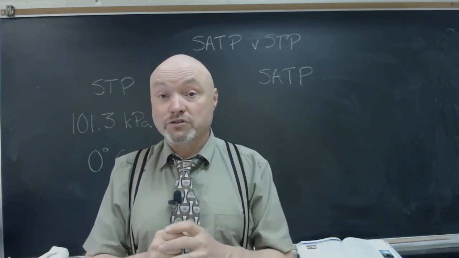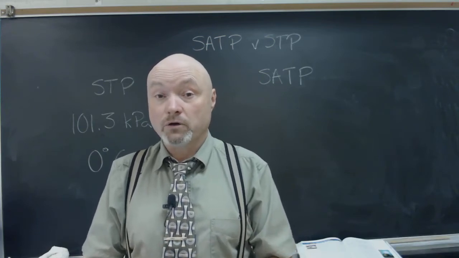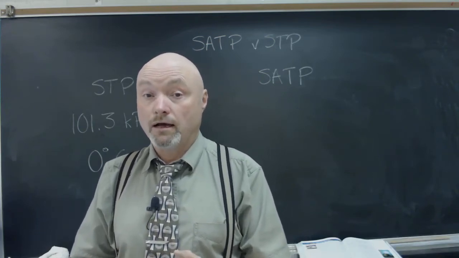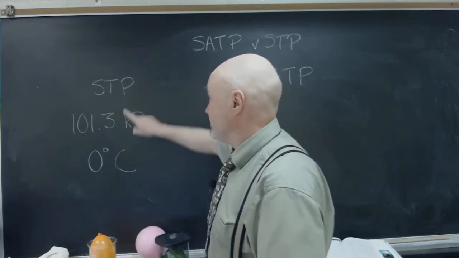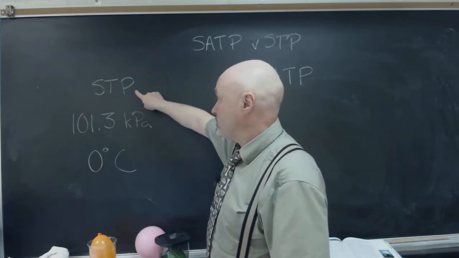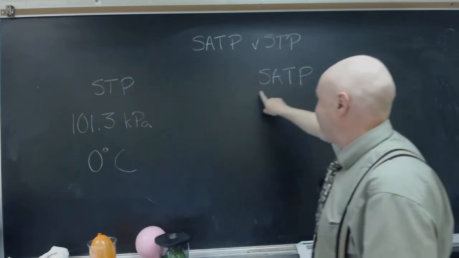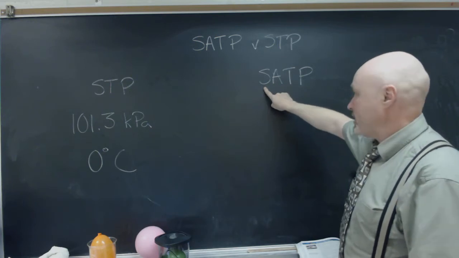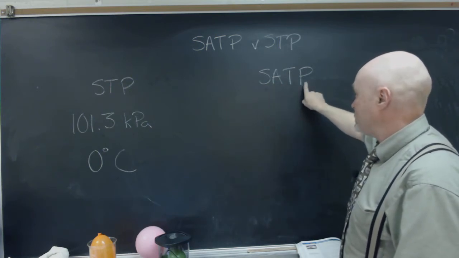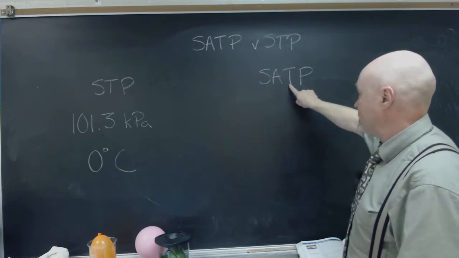To get some standards so that we know what we're talking about, we have two possible terms. STP, which stands for standard temperature and pressure, and then a second variation on that, which is SATP, or standard ambient temperature and pressure.